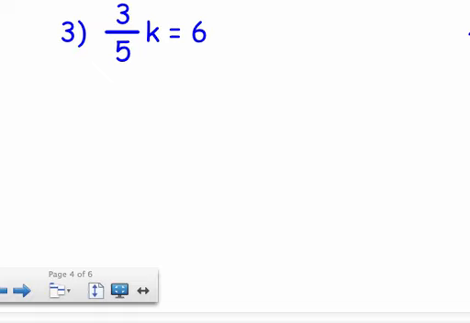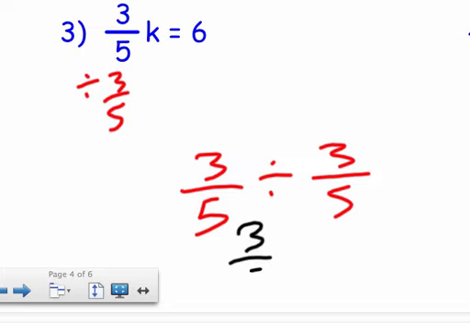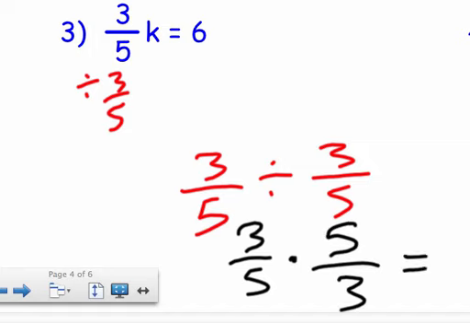Well, if I divide by 3/5, I'm just going to write my division symbol here. If I would write that down here, 3/5 divided by 3/5. Remember, I never divide fractions. I change to multiplication and multiply by the reciprocal. So dividing by something is really the same thing as multiplying by the reciprocal. And what happens? My 3's cross cancel, my 5's cross cancel, and we get 1 over 1, which is 1. And 1 times k is just k up here.